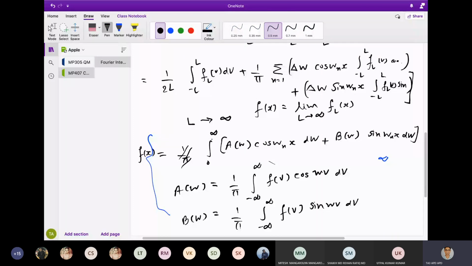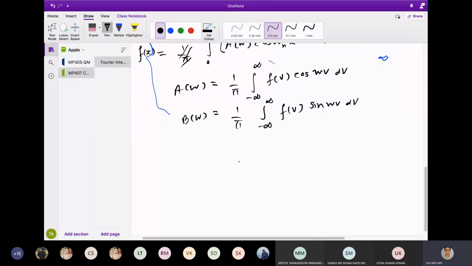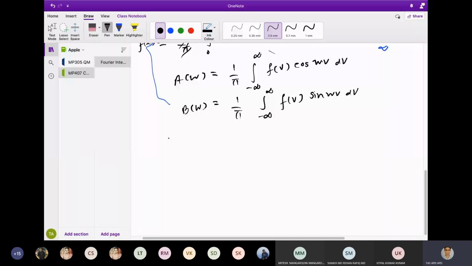Okay, so let us take an example. So this will give some more clear picture. Okay, let's take an example. Some example we should take from this book. So let us say f of x equal to 1 when modulus of x is less than 1, and the function is 0 when modulus of x is greater than 1.